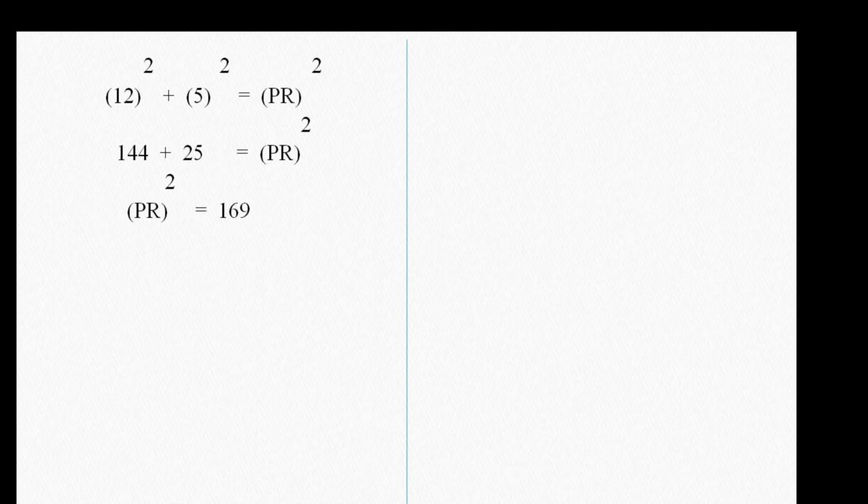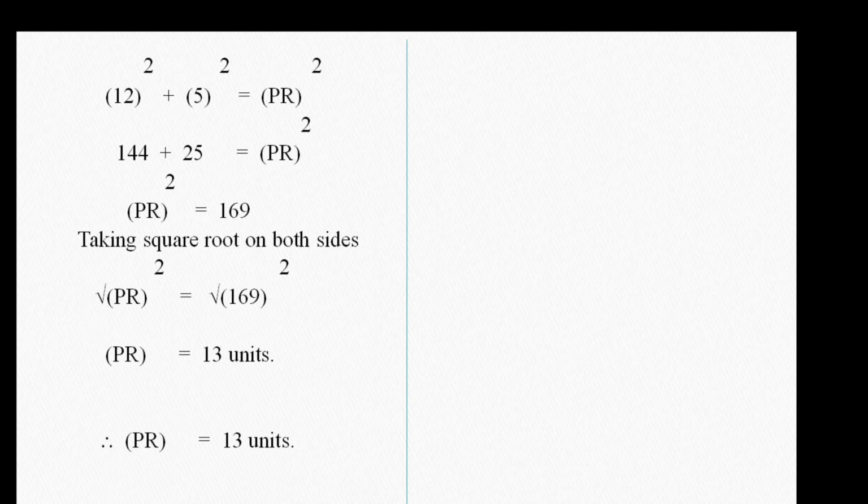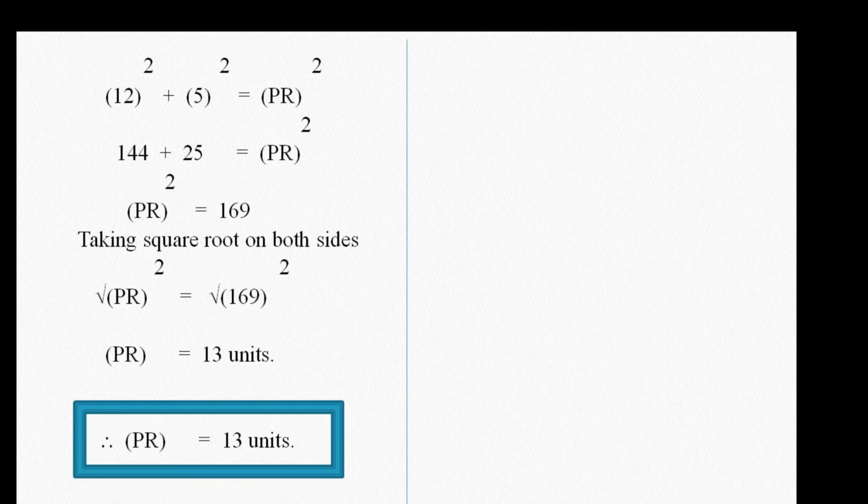But we don't want the square on both sides. We have to take the square root on both sides to remove the square. So after taking the square root on both sides, we are getting PR is 13 units. So here we are getting the value of PR as 13 units, that is nothing but the hypotenuse of the right angle triangle.